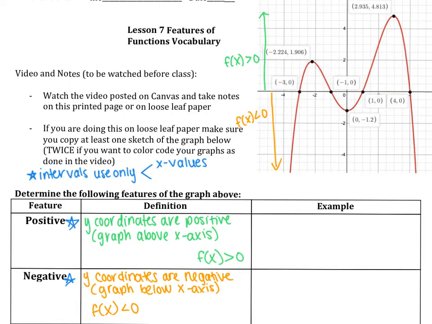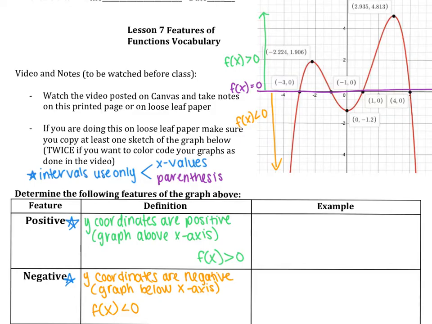Another important thing to keep in mind is that at the x-intercept, f of x is equal to 0, so the x-intercept should not be included in either of the positive or negative intervals, and this means that my intervals should never include brackets. Since I will use the x values in my intervals, I will read the graph from left to right.